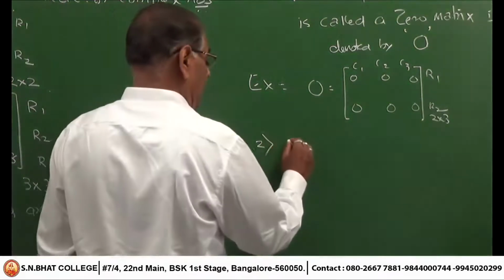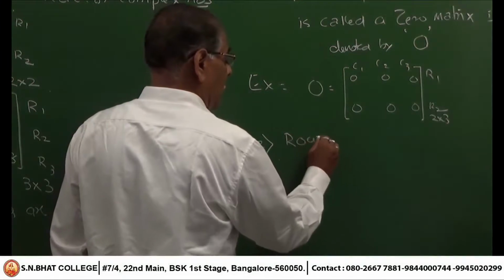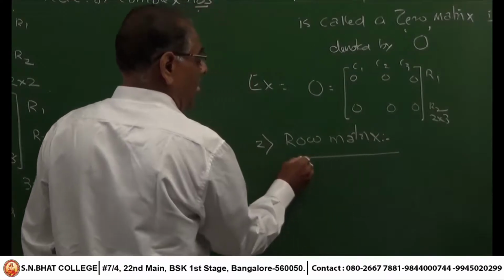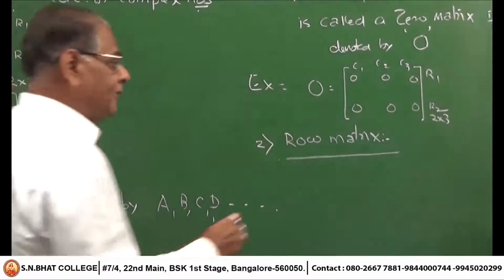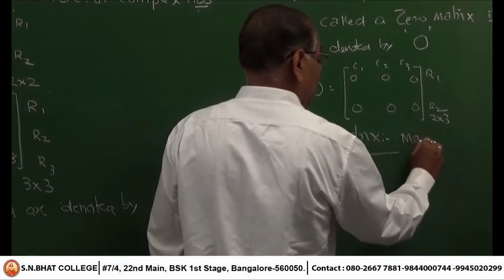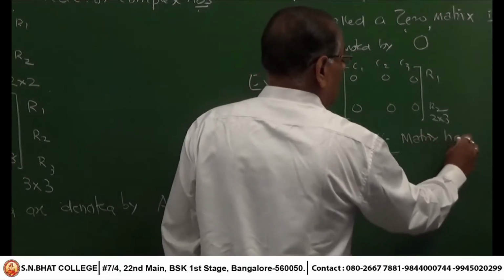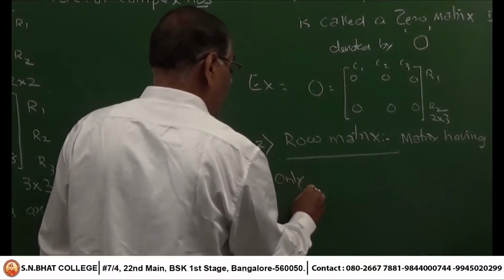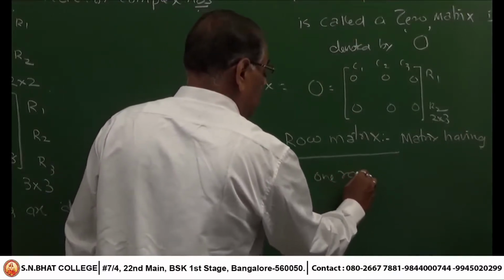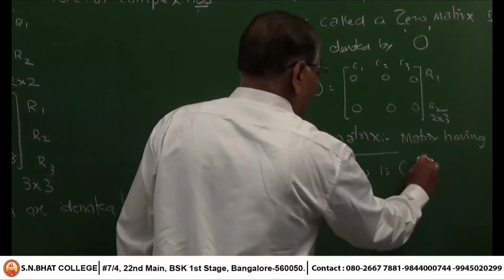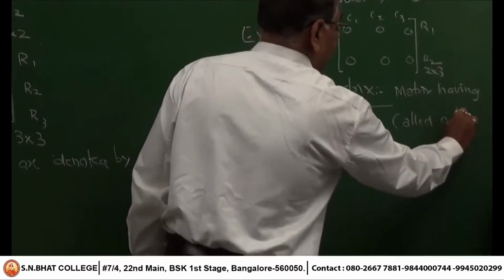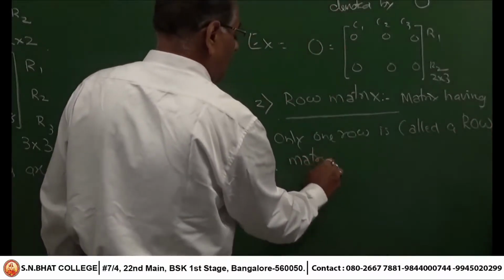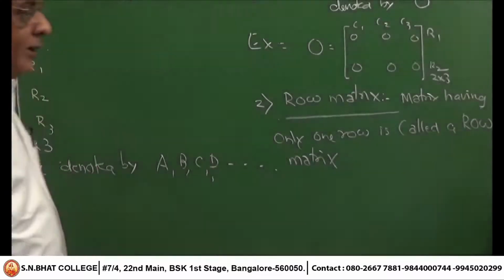Second matrix is the row matrix. It is a matrix having only one row. A matrix having only one row is called a row matrix.